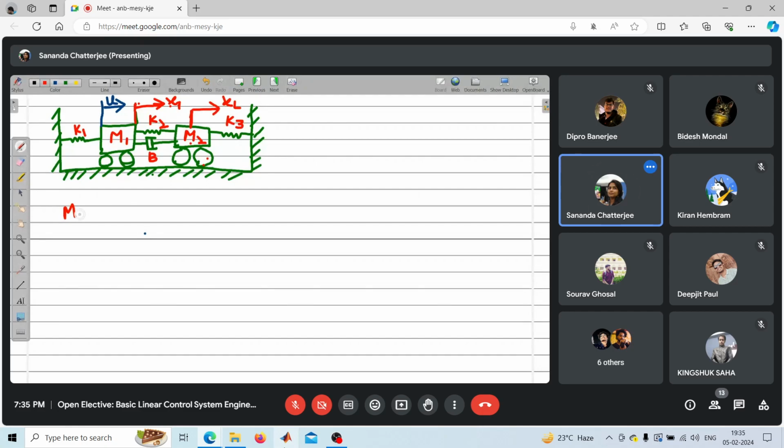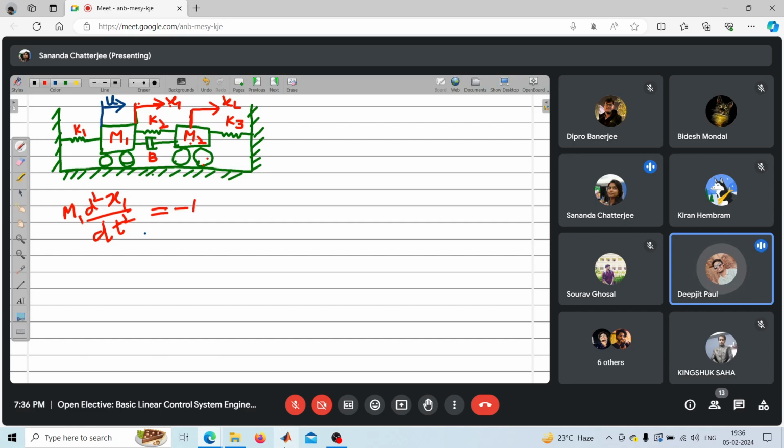So this is the acceleration involved for mass m1. What are the forces working on this? Should I draw the free body diagram, or is it okay? So u1 will be one force working on this m1, one force exerted by the spring k1, another two by k2 and b. So please write the equation.